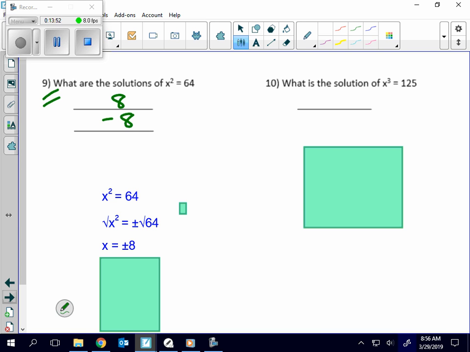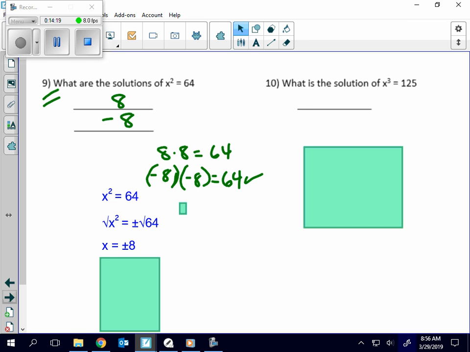I don't want you to miss this on the FSA. This one has two solutions. Let's show why. We all know that 8 times 8 equals 64. But guess what else? -8 times -8 also equals 64. So that checks out.